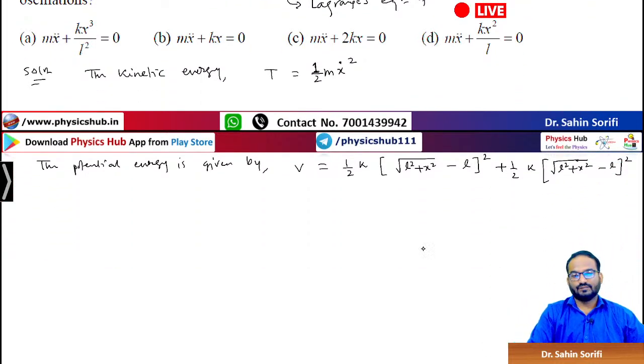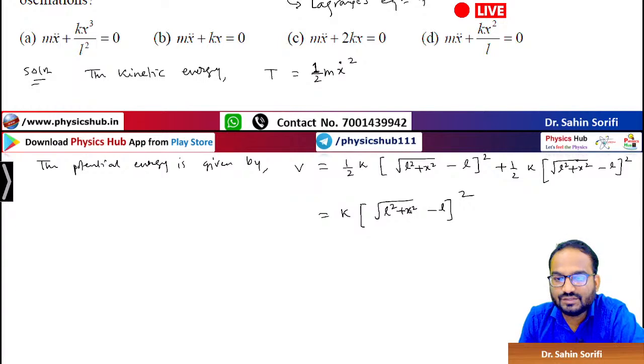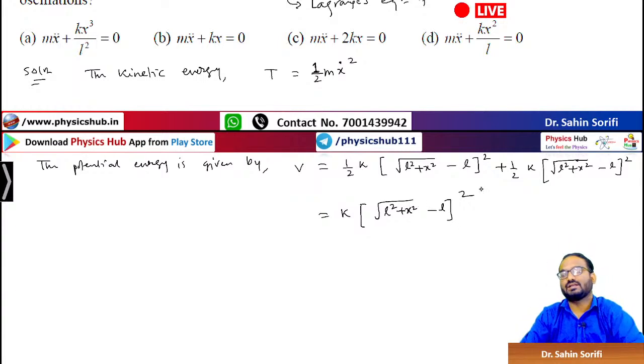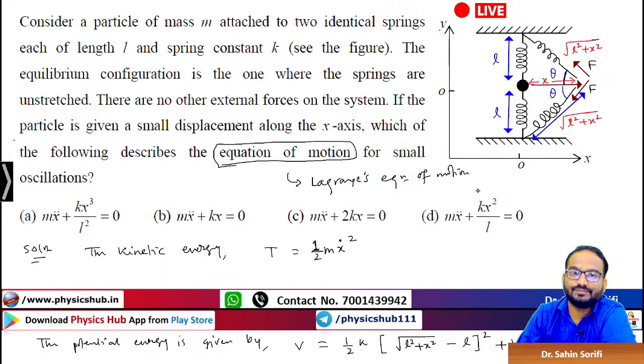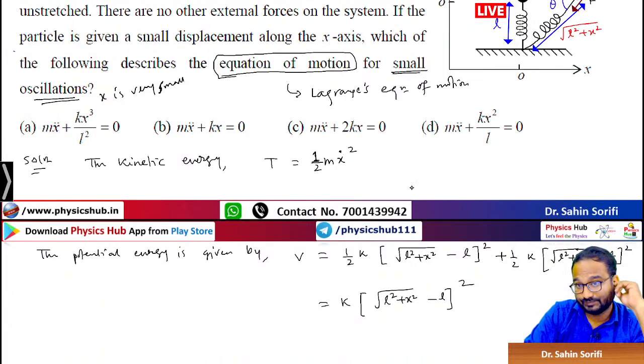Clear? So it is 2 times of this, so half k root over L square plus x square minus L whole square. Now to simplify this expression, you need to expand it in a Taylor series expansion. Remember, this is small oscillation. Small oscillation means this x is very small, otherwise it would not be a small oscillation.